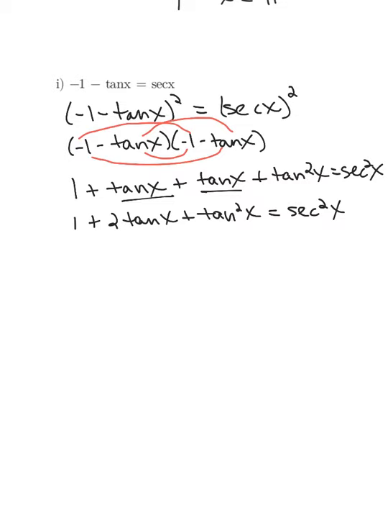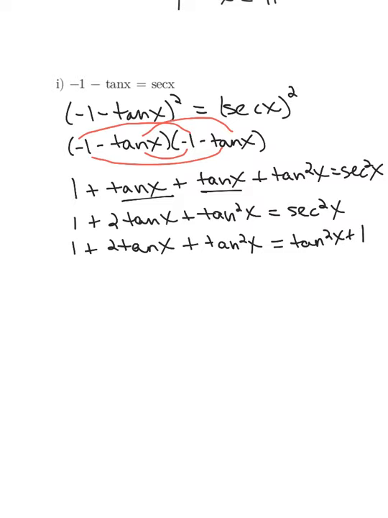So we now still have two different functions. And we can't do anything with the tangent functions because we have a tangent to the first and a tangent to the second. So the function that we are going to have to replace is the secant squared using our Pythagorean identity. So what we will get by doing that is 1 plus 2 tangent of x plus tangent squared of x equals, the substitution will be tangent squared x plus 1.